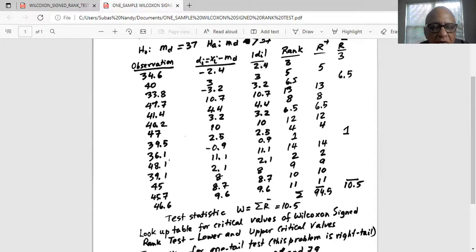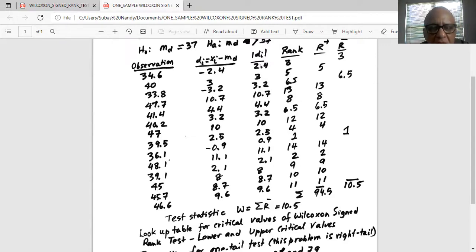For example, 0.9 in the absolute Di column is the lowest difference. So its rank is number 1. Next one in the list is 2.1. Its ranking is 2. Next one is 2.4. Its ranking is 3. And the next one is 2.5, ranking is 4. Now, next one is 3, its ranking is 5.